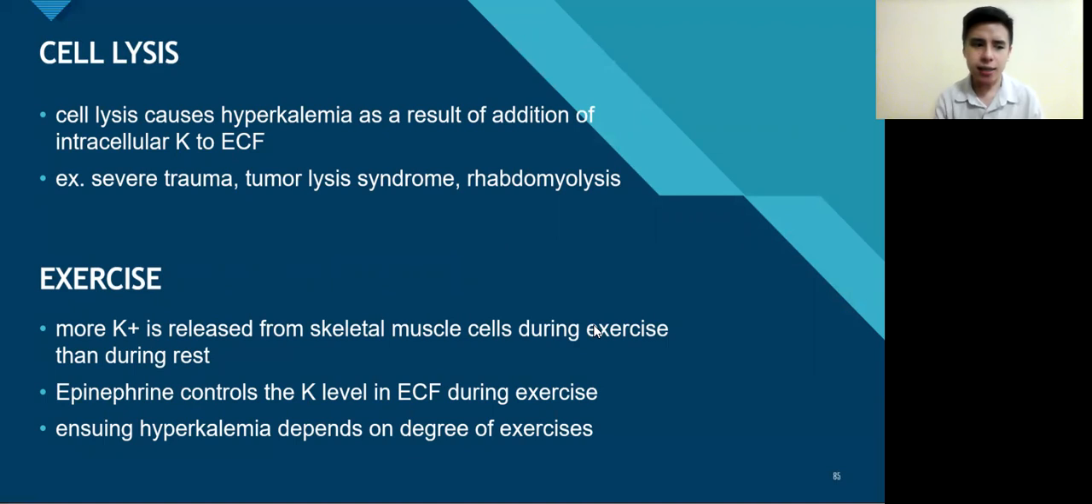And that's why, when we do exercise, our potassium level doesn't really rise right away. It increases temporarily, but epinephrine will decrease it back to normal. But with too much exercise, probably high intensity training, maybe we will have a problem.